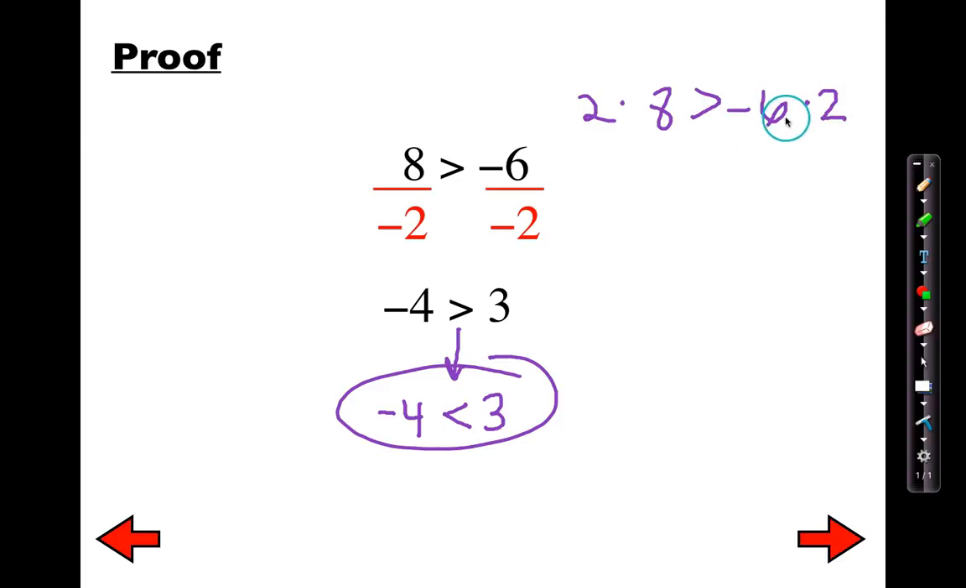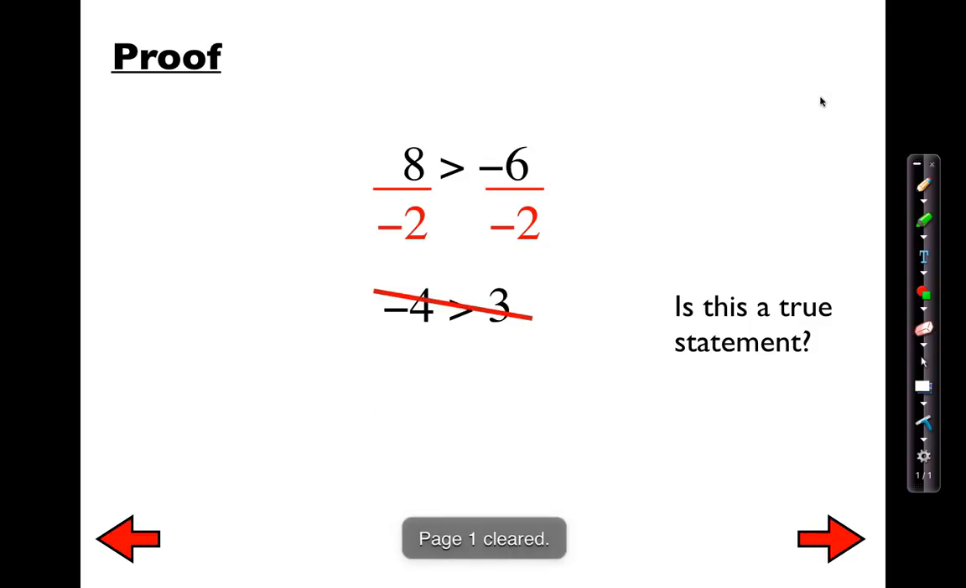Don't think that, oh, well look, it's a -6 times a 2. There's a negative number, so I must switch the signs. No. You're only switching the sign if you're multiplying both sides by a negative number or dividing both sides by a negative number as well. Okay.